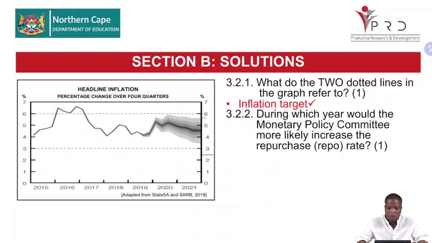During which year will the Monetary Policy Committee more likely increase the repo rate? Let's look. Remember, the repo rate is increased when inflation is too high. Let's look, it's above. So here, the inflation is above. So that is around 2060, where inflation is above the target of 6%.